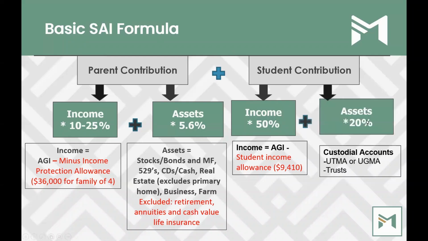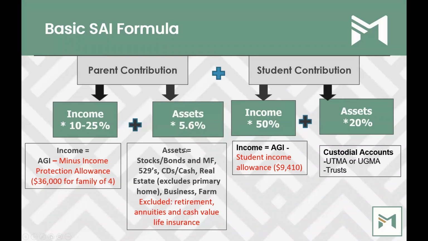And then also, students' assets. They're going to look at students' assets, and they are assessed much higher than a parent asset. Now, a student asset is things like a custodial account, like a UTMA account or a UGMA account, or if the student is a beneficiary of a trust. These assets are valued at 20% and could significantly reduce your need-based financial aid. As a reminder, a 529 is a parent asset and assessed at 5.6%.